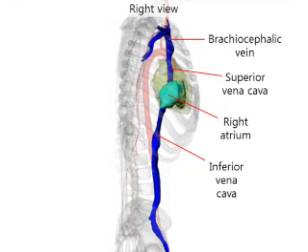The superior vena cava is the place where blood from the upper body meets, and the inferior vena cava is the place where blood from the lower body meets.